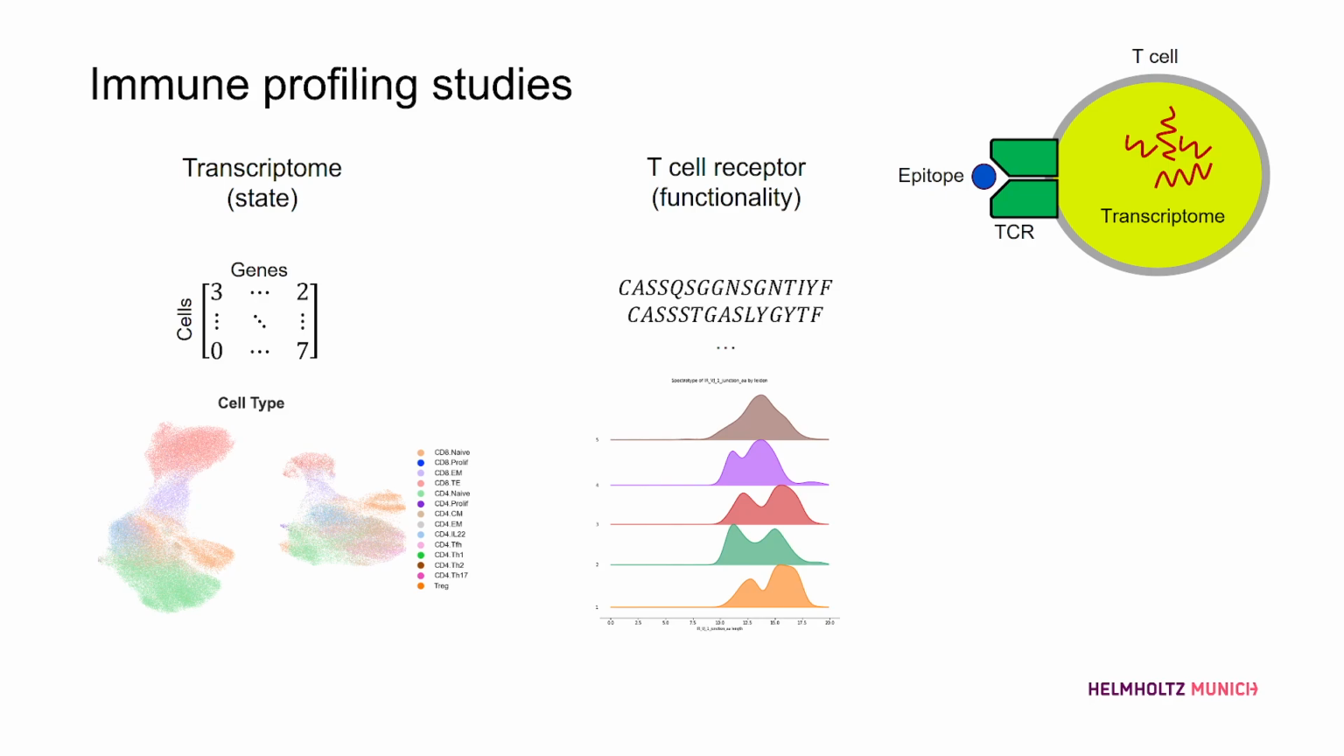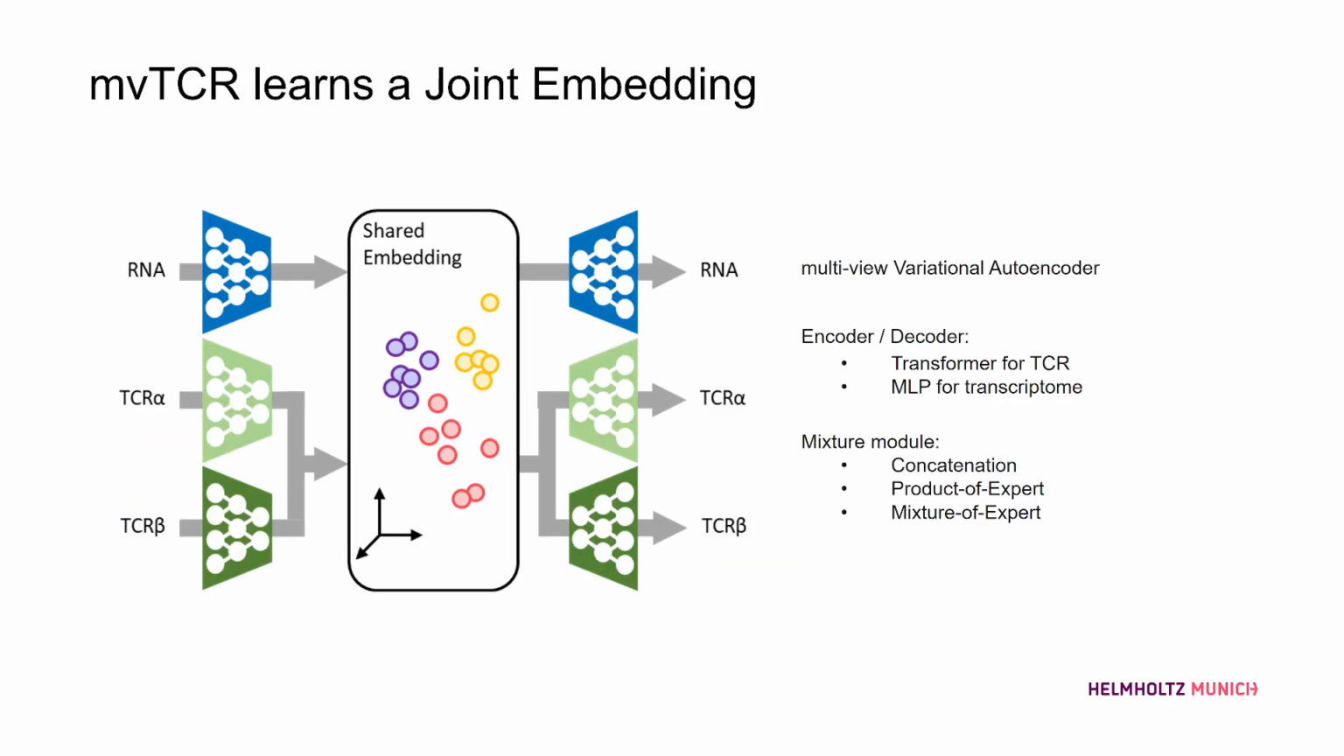However, both modalities are interlinked. The T-cell receptor decides what the cell will recognize and thereby the fate of the cell. So it is only intuitive to analyze them jointly. However, if you have a look at the count matrices on the one hand and the amino acid sequences on the other hand, it is not straightforward how we could perform this. That's why we developed mvTCR.